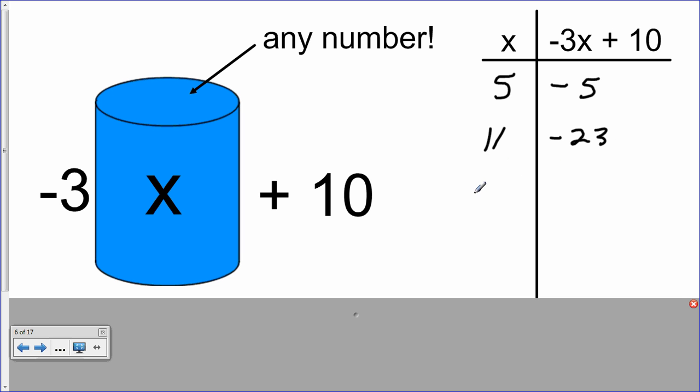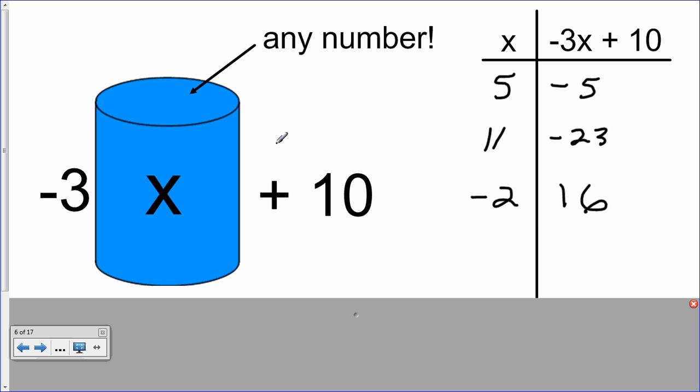Let's start with a negative number. How about negative 2? If the number in the bucket is negative 2, then we multiply the negative 2 in the bucket by negative 3, and that would give us positive 6. So 6 plus 10, that would give us 16.